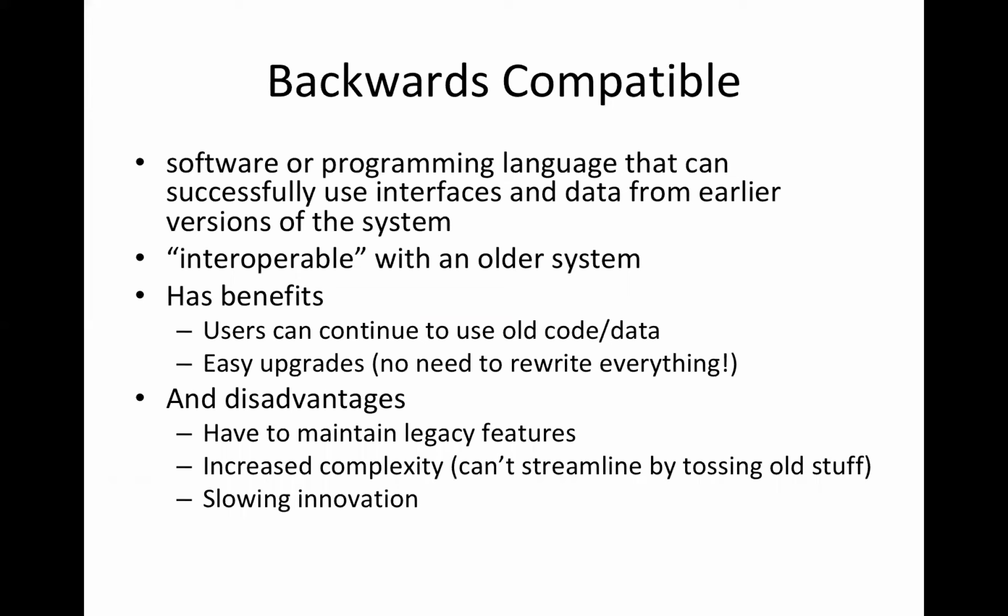Software programming languages that can successfully use the interfaces and data from earlier versions are termed backward compatible. So if all of the code in 3 could be run in 2 successfully, that would be backwards compatible. So basically interoperable with an older system. The benefits of backwards compatibility is that users can continue to use old code and data, which is helpful. We don't want to break everything every time we update a software package. And it makes it really easy to upgrade because you aren't breaking things.